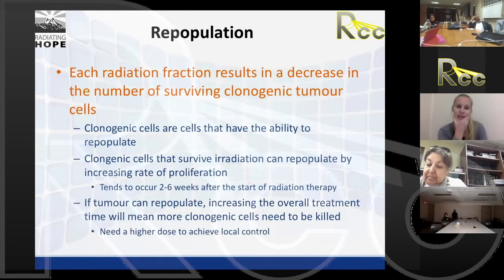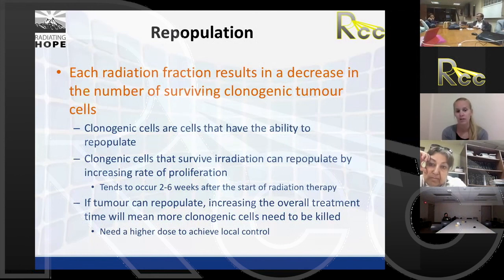So repopulation is the next R in radiobiology. With each fraction of radiation, you get a decrease in the number of surviving clonogenic tumor cells. Clonogenic cells are cells that have the ability to repopulate, to divide and multiply. Obviously cancer cells divide and multiply at a much higher rate than normal cells. So these are the sort of things that we have to look for.